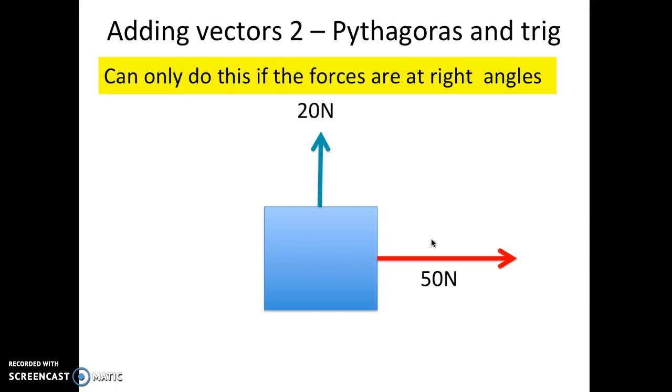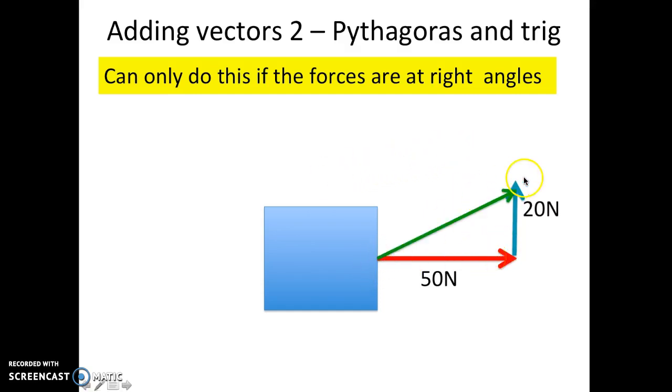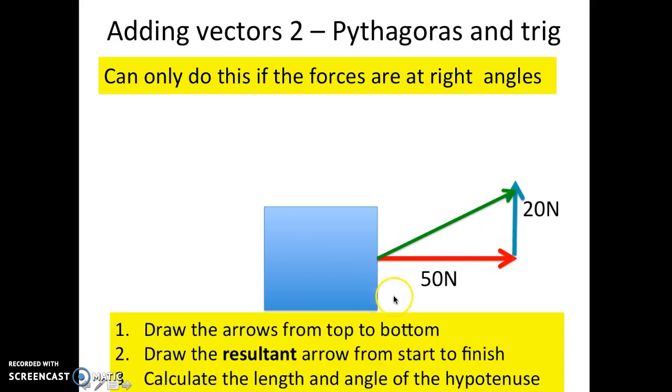Now, if they're not all in one line, but they actually happen to be at right angles to each other, then we can still do a scale diagram, or we could use Pythagoras and some trigonometry. Notice if I rearrange these arrows, they're perpendicular, at right angles to each other. When I then draw my resultant vector, what I have is a right angle triangle, so I can use Pythagoras.